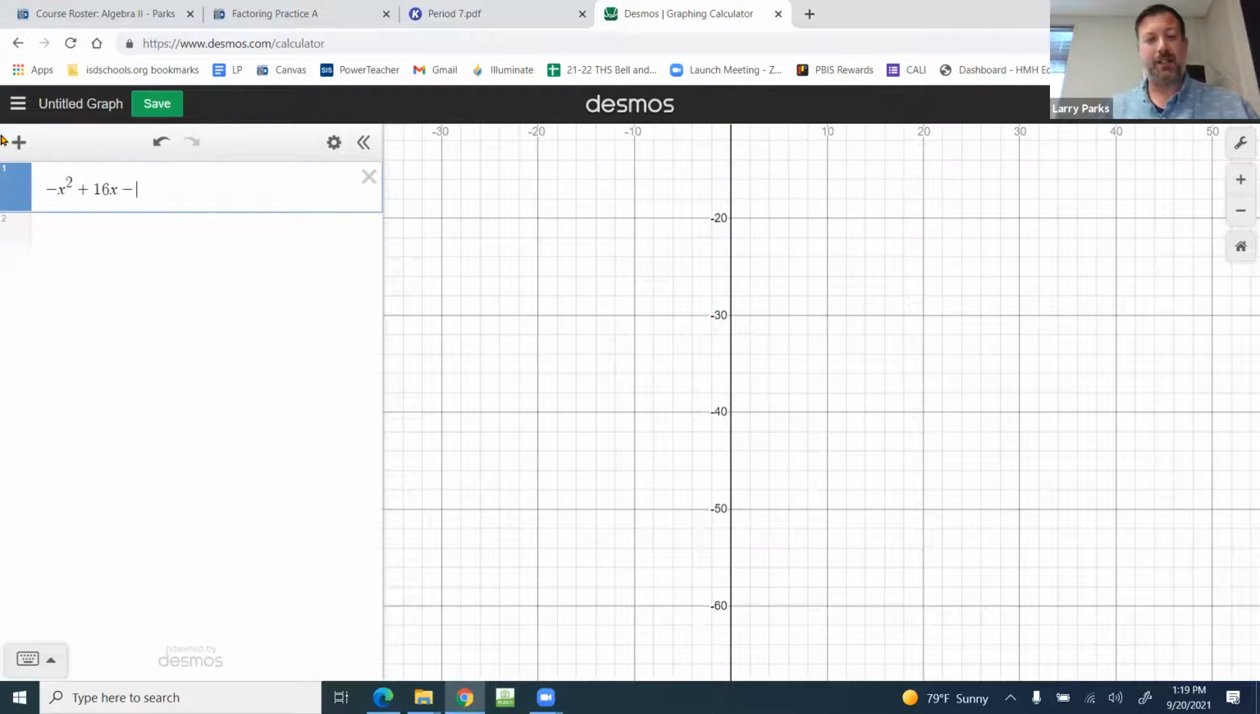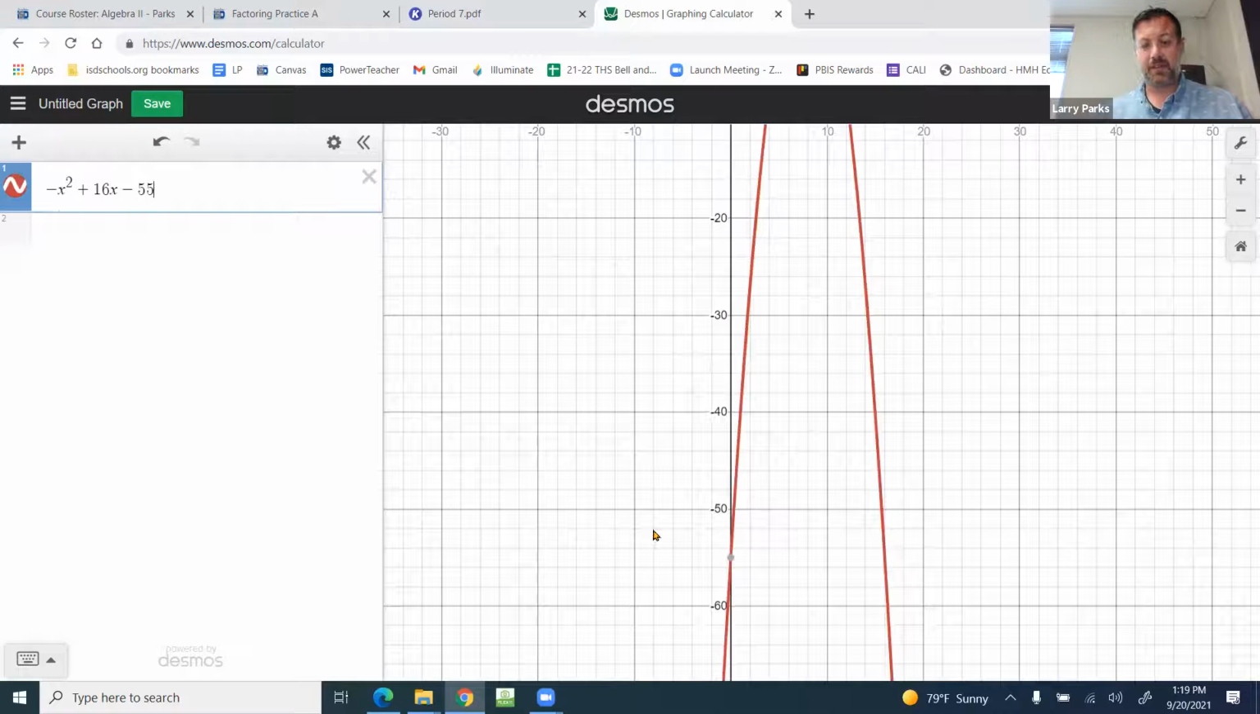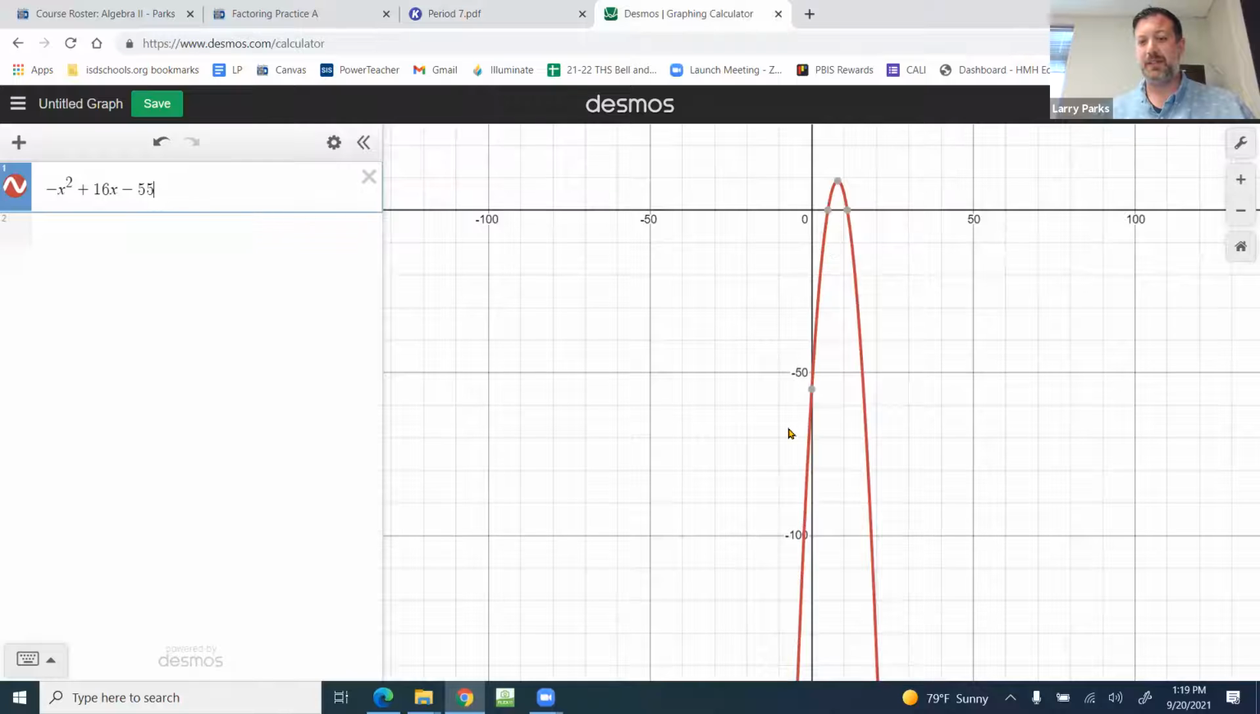And all I know is the y-intercept's negative 55, right there. And notice it's opening down. We call this opening down. So it's increasing, increasing, increasing, increasing. Then it's changing direction and then going down. And this goes down forever on both sides.